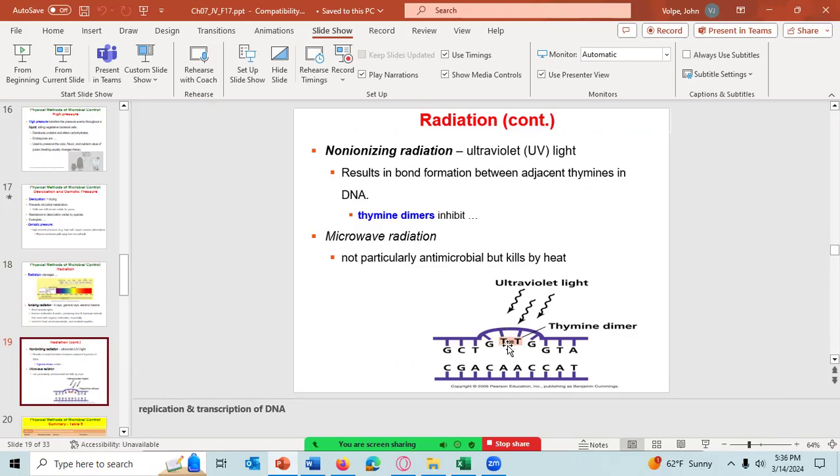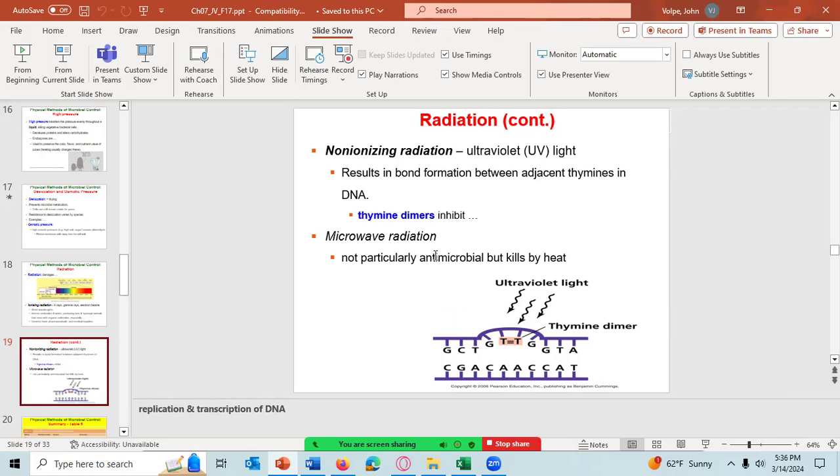So two thymines that are next to each other, if they're exposed to ultraviolet light, form a dimer between the thymines. And then those thymines do not bind to their corresponding base, the A, and that creates a bubble in the DNA. This DNA is mutated because it cannot be transcribed and it cannot be replicated.